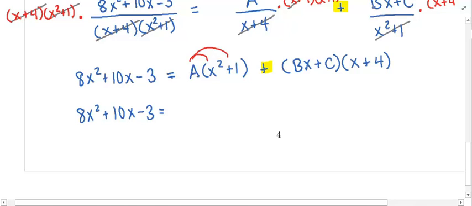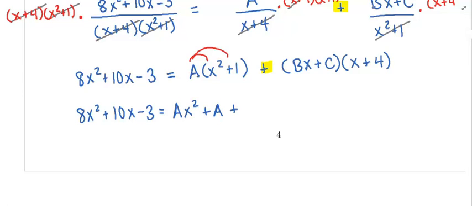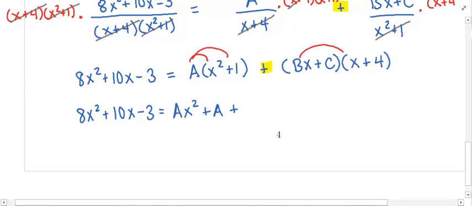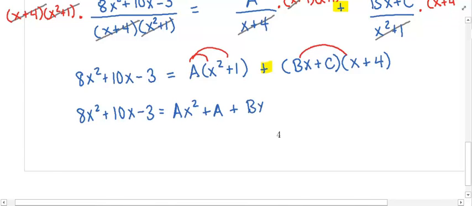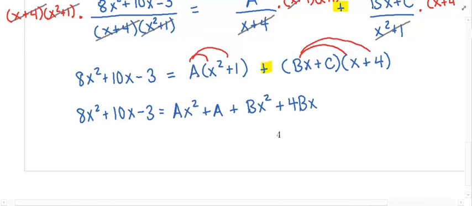So we're going to get ax squared plus a. And then we have to FOIL out this other part. So we're going to get bx times x. This is going to be plus bx squared. And then this is going to give us 4 times bx. And then the inner terms give us plus cx. And then the last terms are going to give us 4 times c.